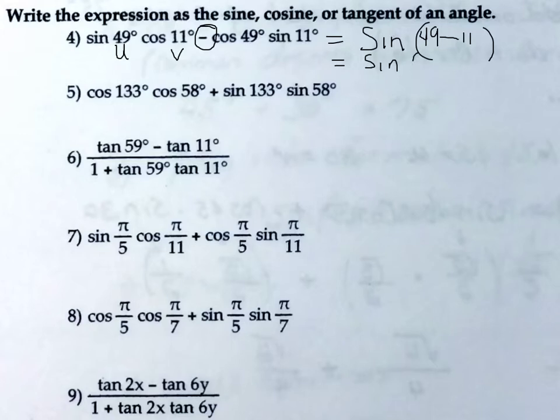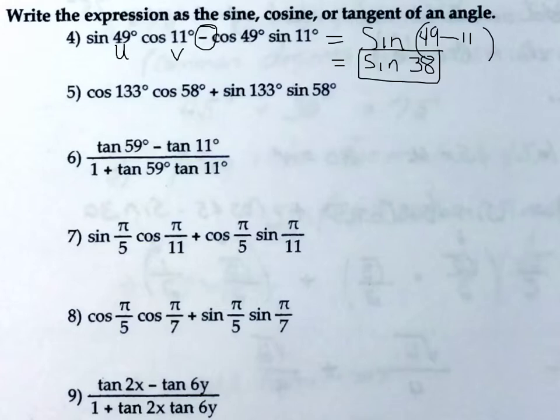Right? 49 minus 11 is 38. Okay, so then it's sine of 38, and that's the answer. That's how you've got to do it. You don't have to do anything with the second part? No, the second one, if you look at the formula, it's just following the formula.